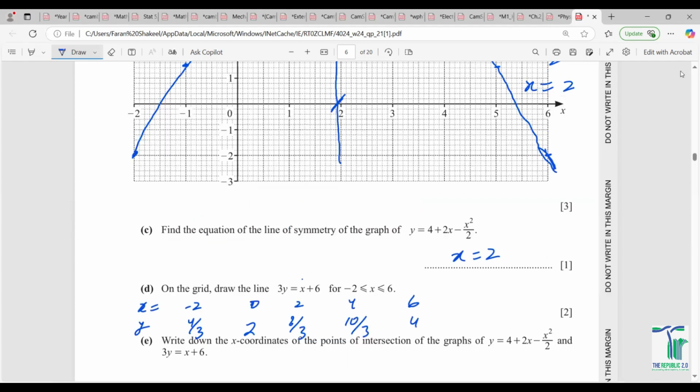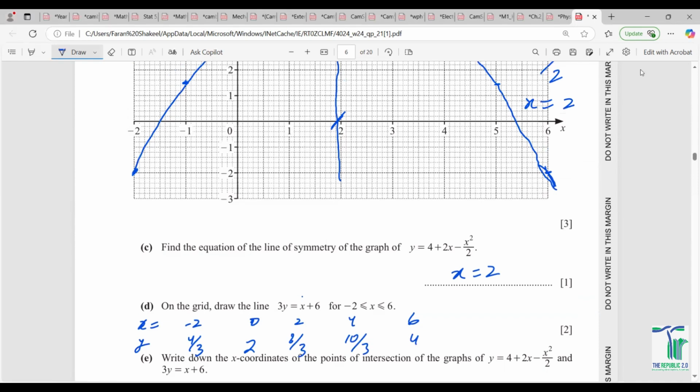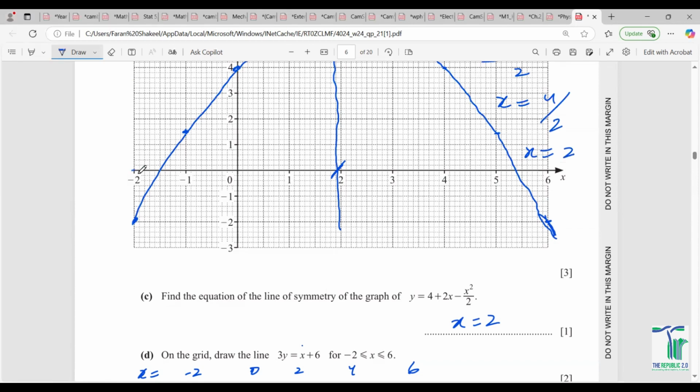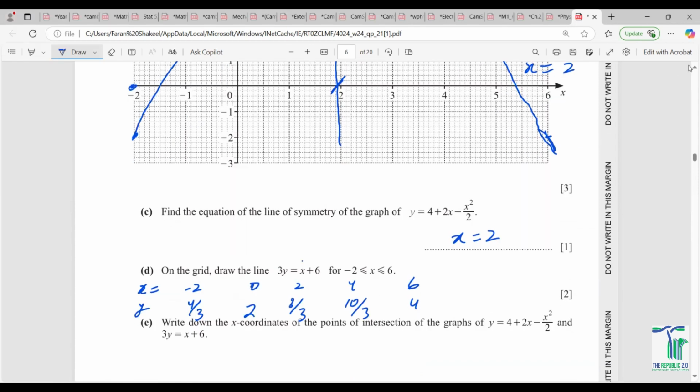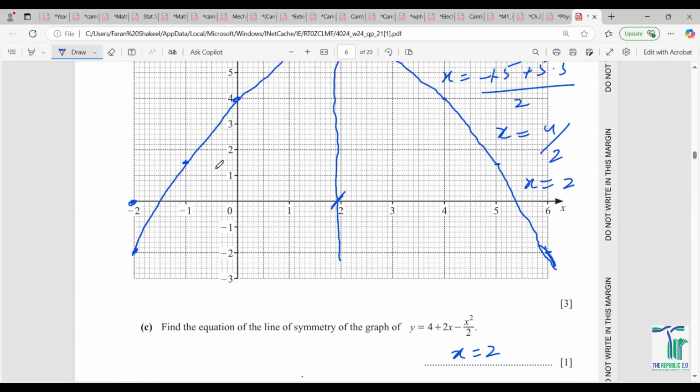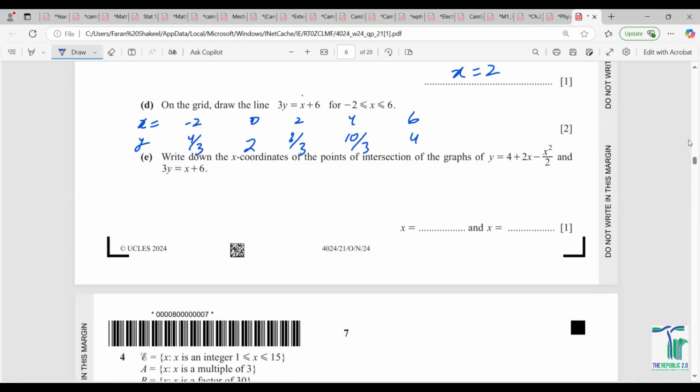Now you've got -2, and 4 by 3 is 1.3. So -2 for x is over here, and 1.3 is somewhere over here, right? So you would have a point just right below it. That is the main point. Then you've got 0 and 2. This is over here.